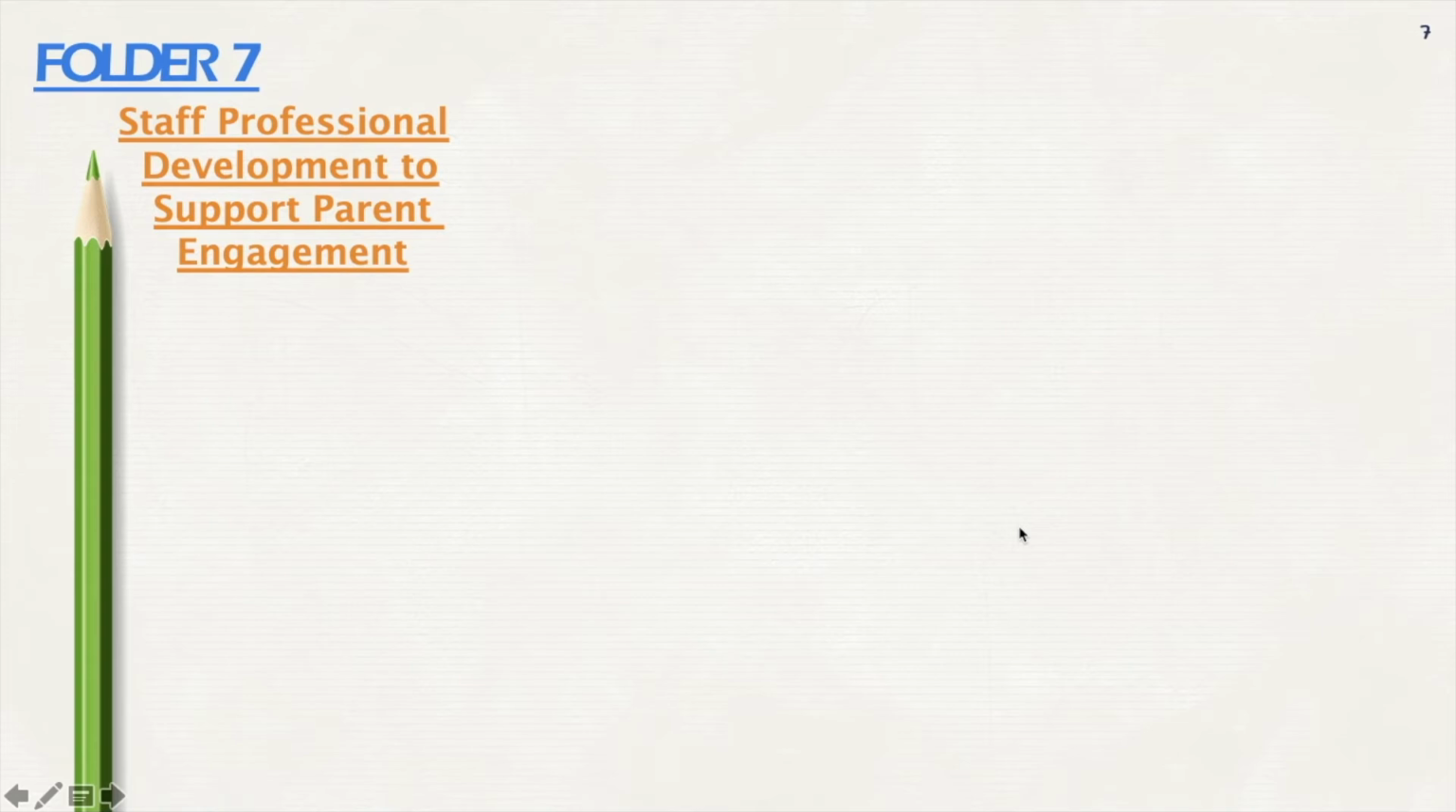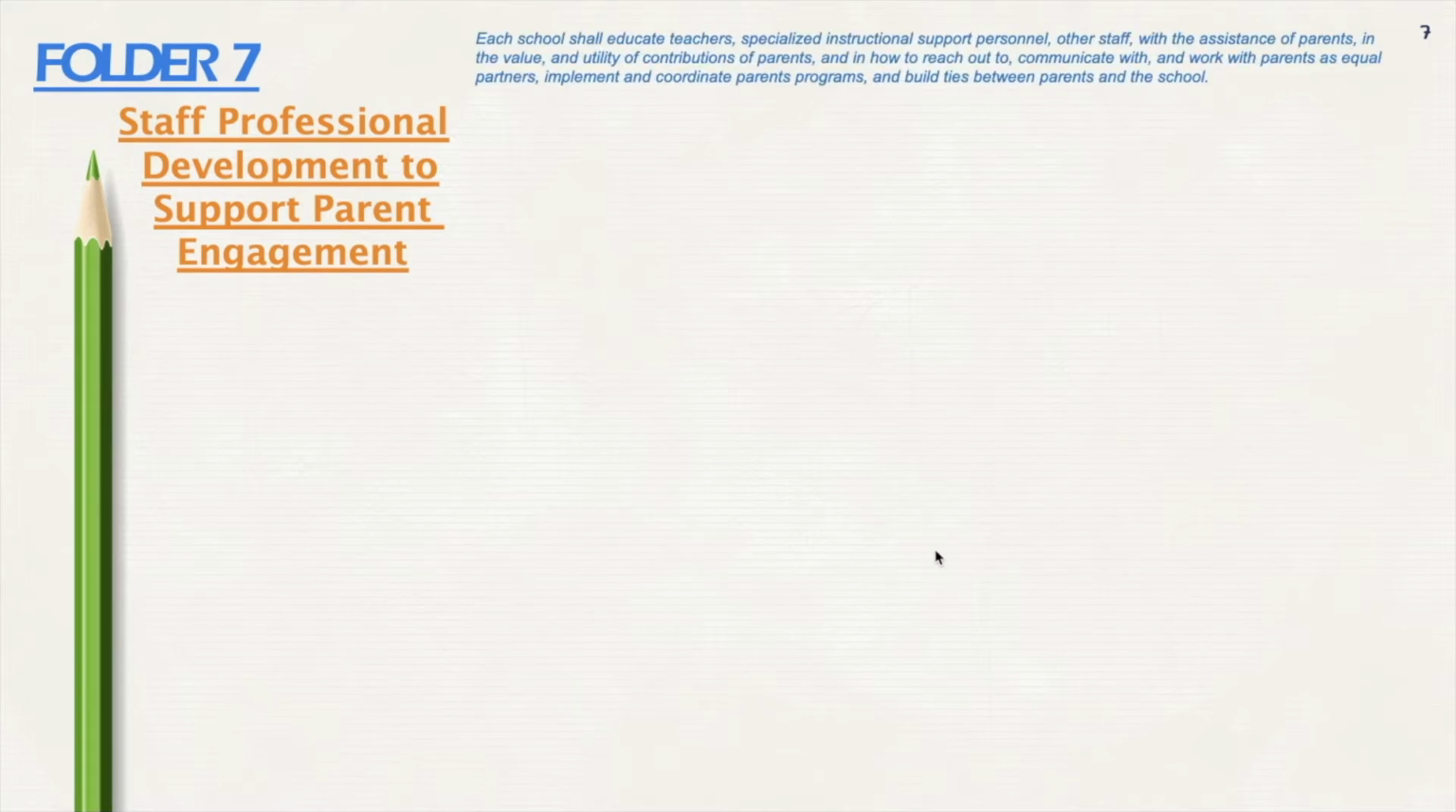Folder number 7 is staff professional development to support parent engagement. This is a requirement, and it's reflected in your parent-family engagement plan. It's a requirement because each school shall educate teachers, specialized instructional support personnel, and other staff, with the assistance of parents, in the value and utility of contribution of parents, and in how to reach out to, communicate with, and work with parents as equal partners, implement and coordinate parent programs, and build ties between parents and the schools.